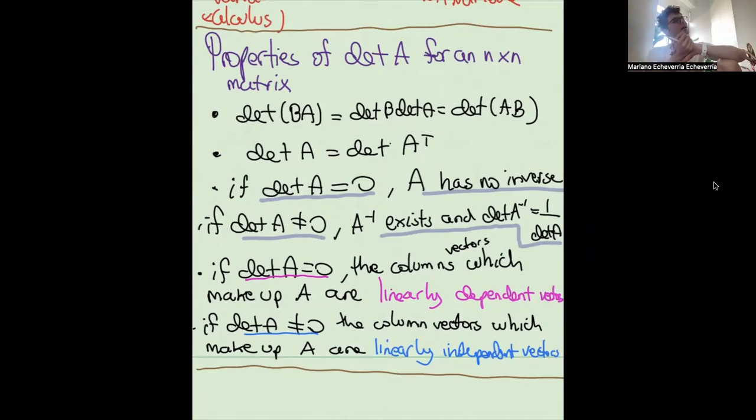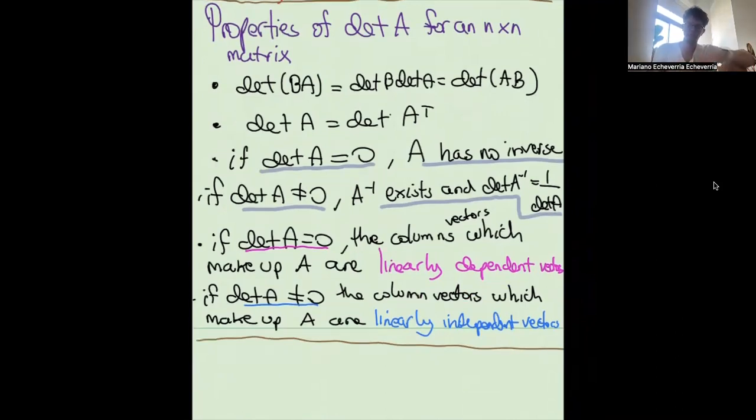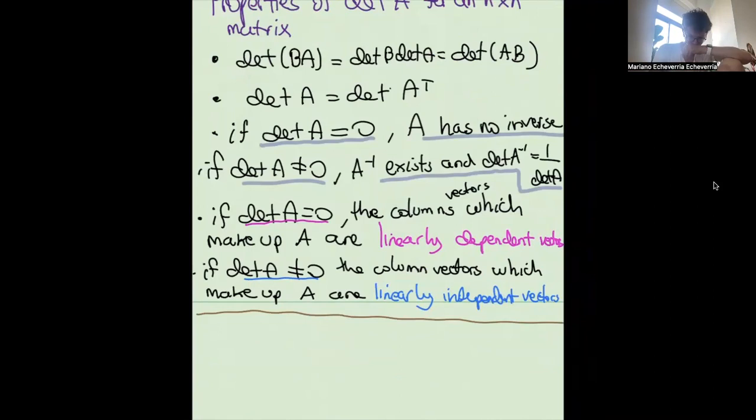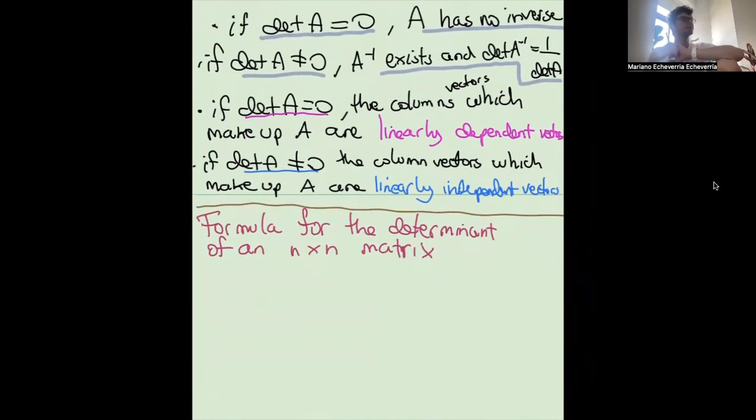So the thing that I'll finish by telling you today is how to find the determinant, an explicit formula for finding the determinant of an n by n matrix. So let's try to talk about that. It's better to explain it with an example. Let me start with the 3x3 case.